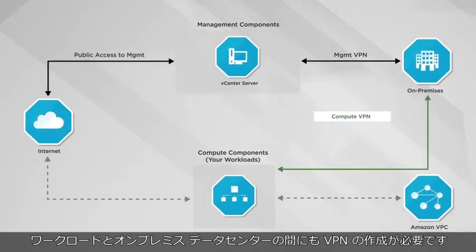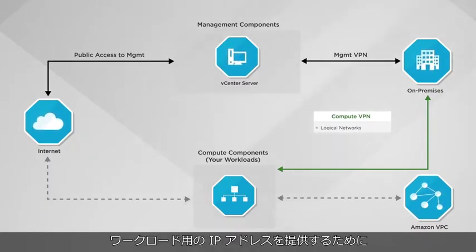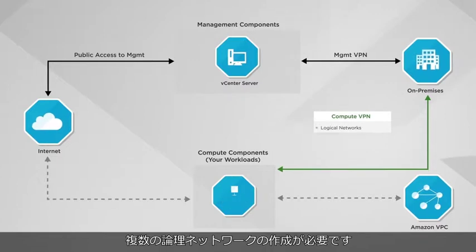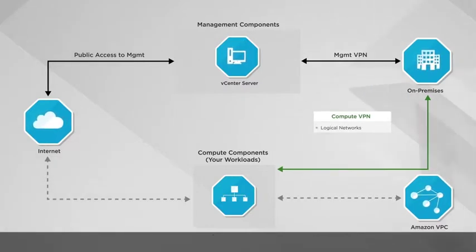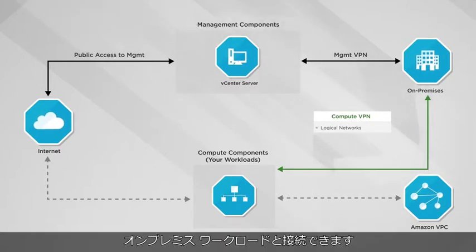The second VPN you will need to create will be between your compute workloads and your on-premises data center. To do this, we will need to create several logical networks that will provide the IP addresses for the workloads you migrate or build in VMware Cloud on AWS. This compute VPN will secure these workloads and allow them to communicate with on-premises workloads.